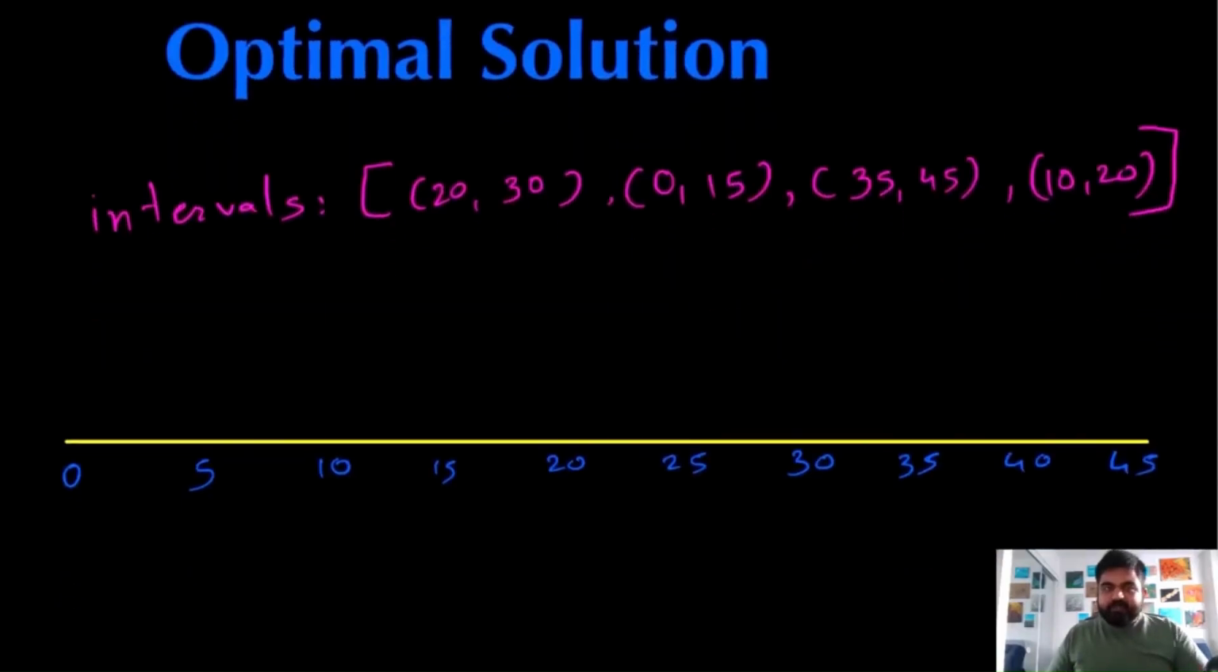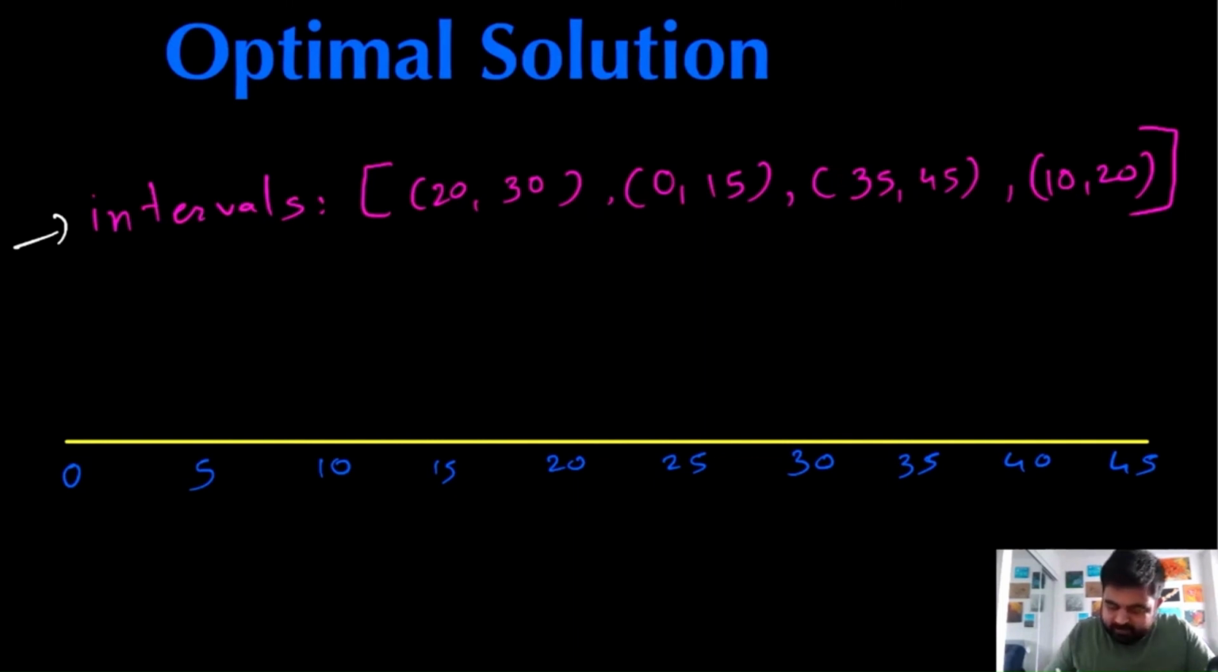Suppose we are given an input like this. The different intervals are given, and this is the number sequence that we are going to use. Now over here, essentially, if we want to determine whether one person can attend all the meetings, we will have to check whether there exists a conflict or not.